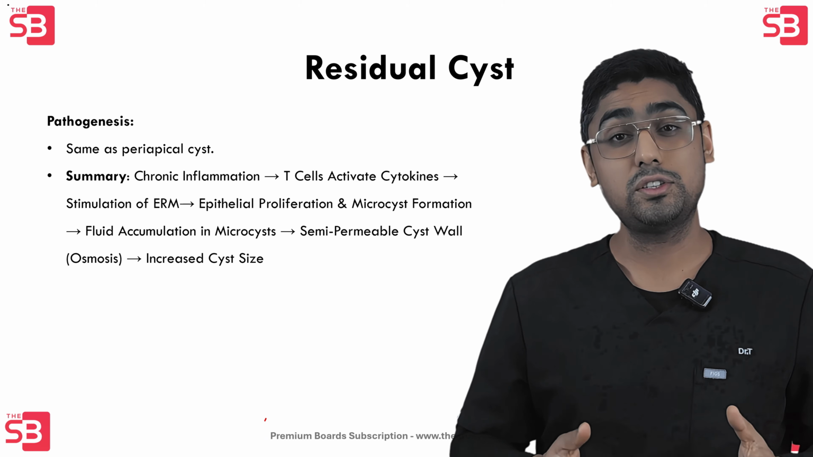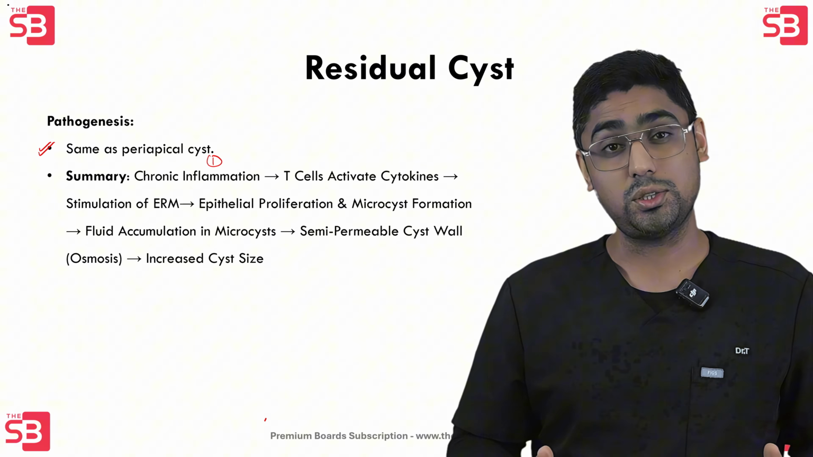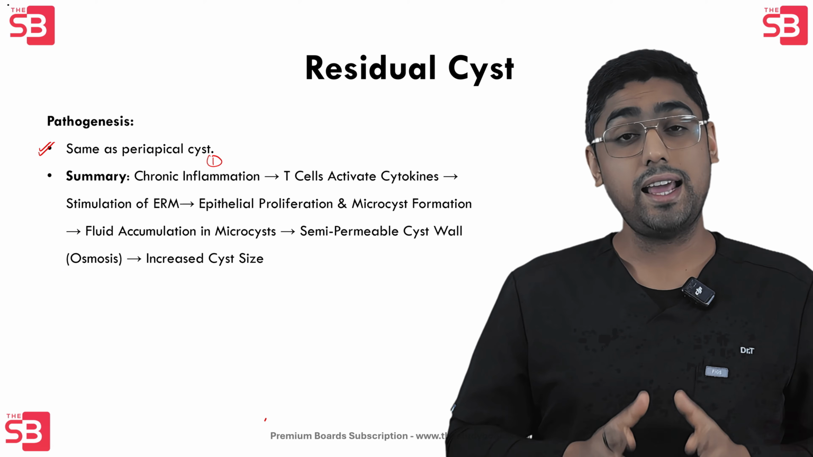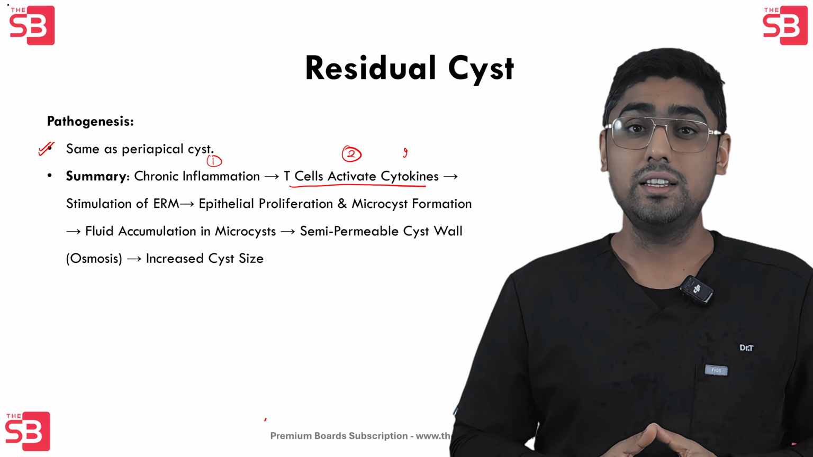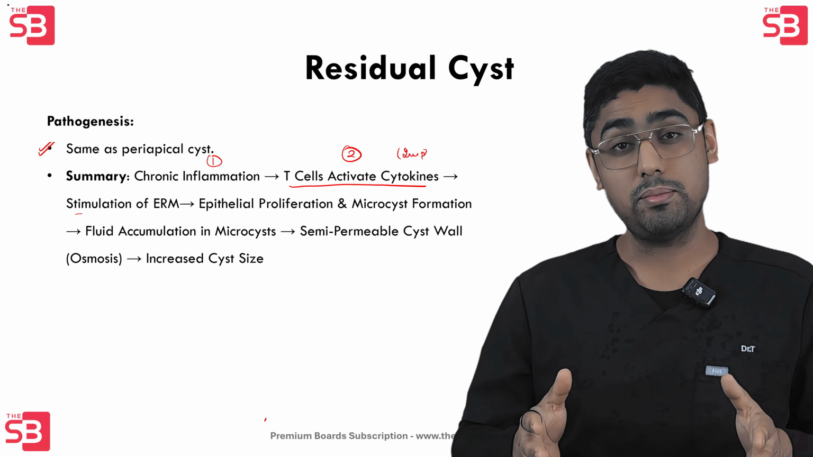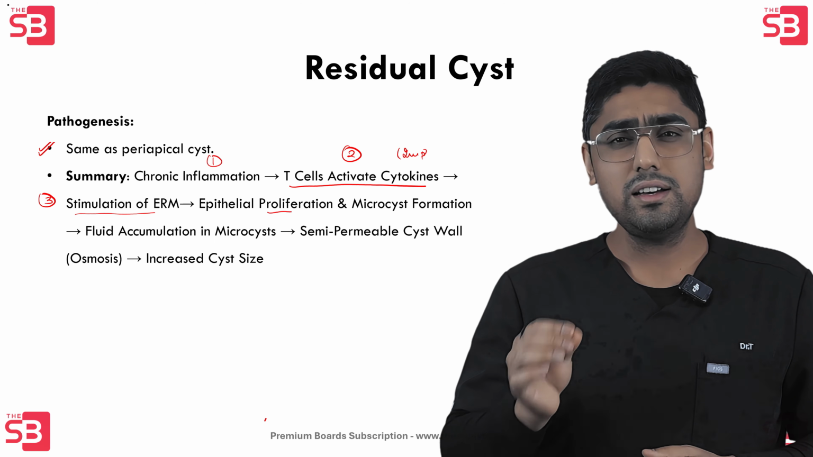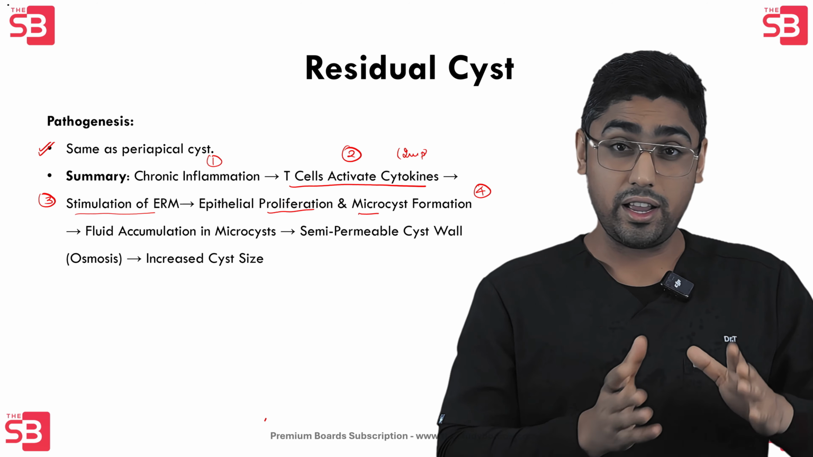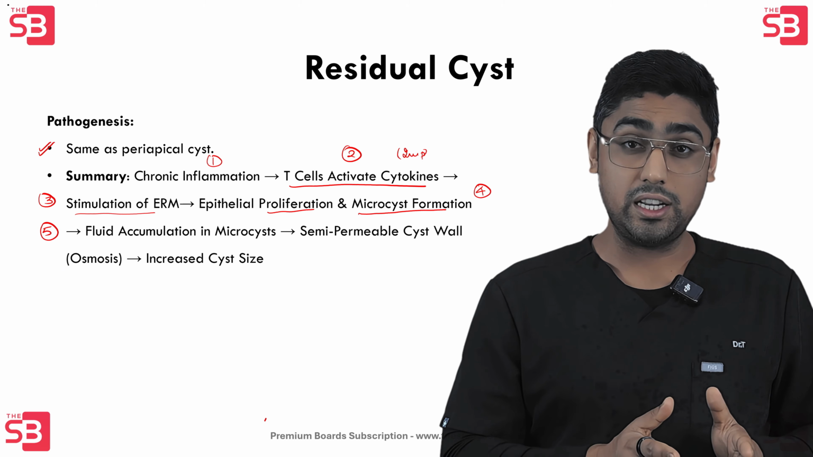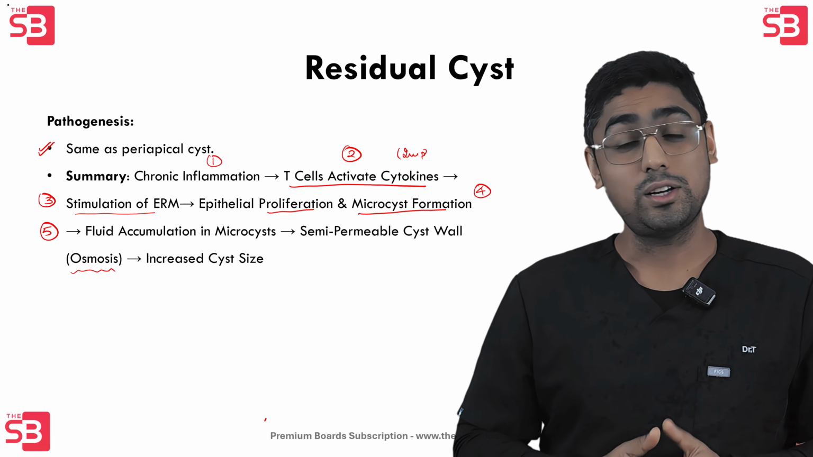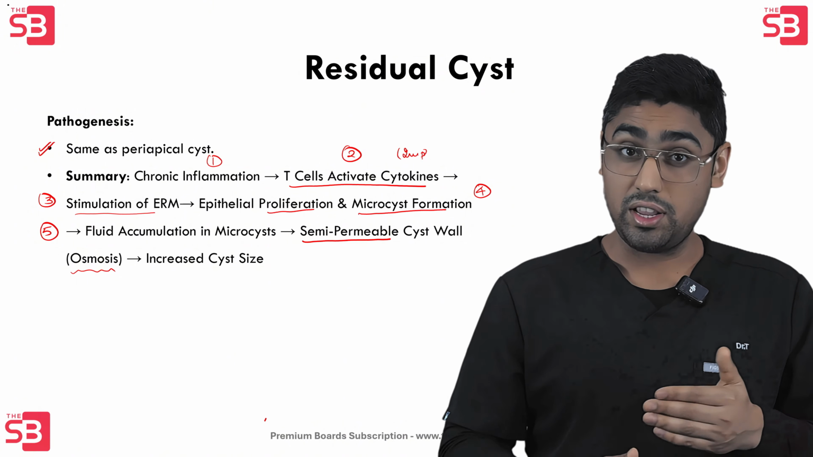And again, it all starts with chronic inflammation from a lingering infection or debris that was left behind after extraction. And that persistent inflammation activates T cells, which release cytokines. And these messengers stimulate the epithelial remnants, the rests of Malassez or ERM. And the ERM responds by proliferating, forming tiny early microcysts. And the fluid then accumulates inside these microcysts due to osmotic forces created by the tissue breakdown and inflammatory exudate.